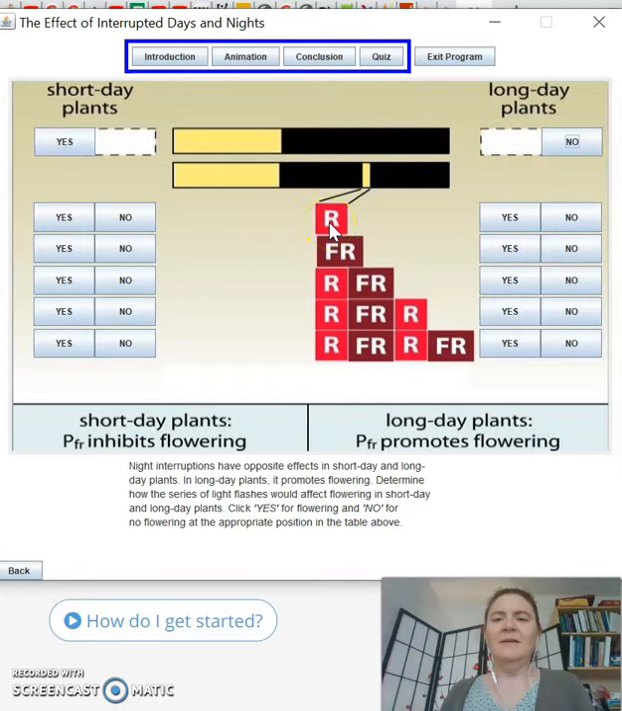Interrupt with red light to convert phytochrome far red into phytochrome red, no flowering. But now we have interrupted the night. Over here, long day plants. That means we are at flowering.